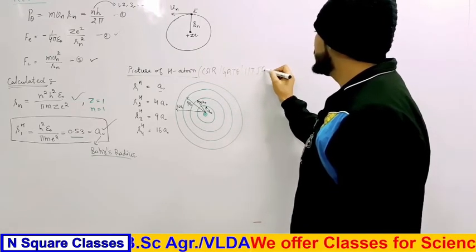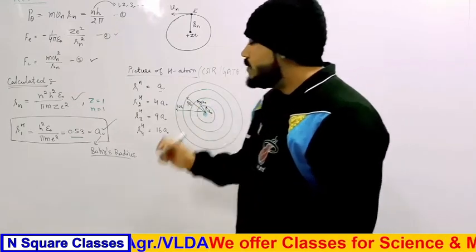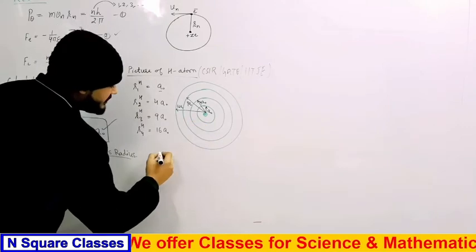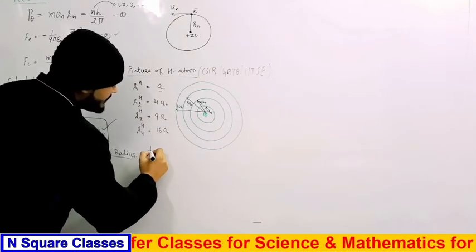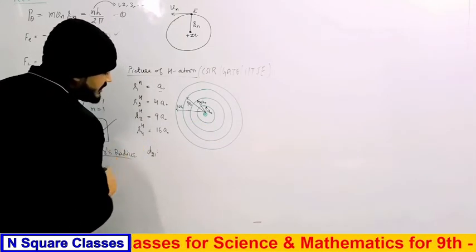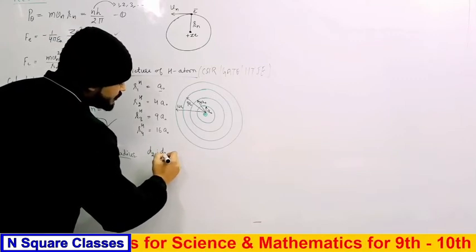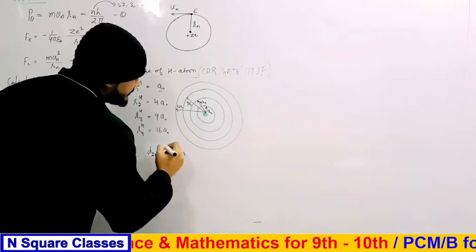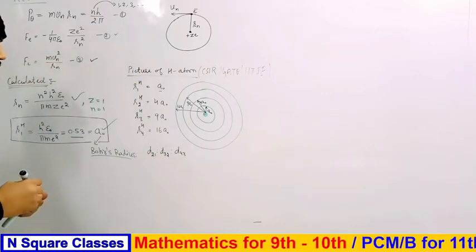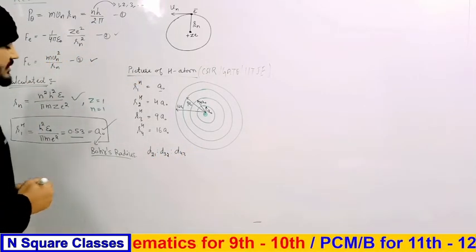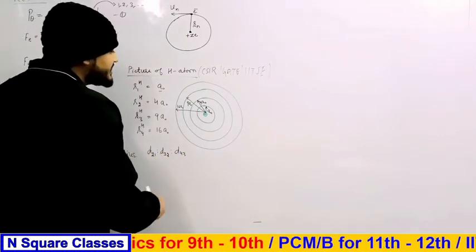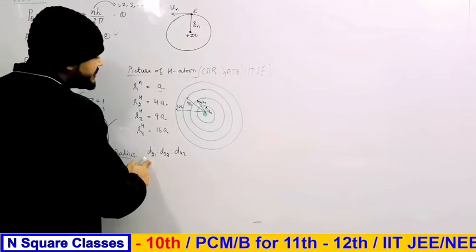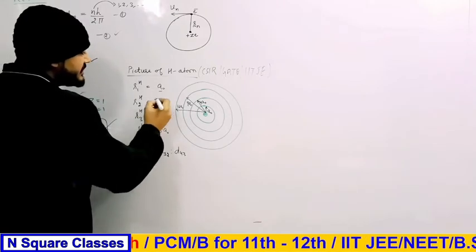JEE. Now, we can calculate the ratio of second to first, the ratio of third to second, and the ratio of fourth to third. We can calculate the ratio of the respective distances between different orbits. That means d21. What is d2? d2 is this, d21 is this.